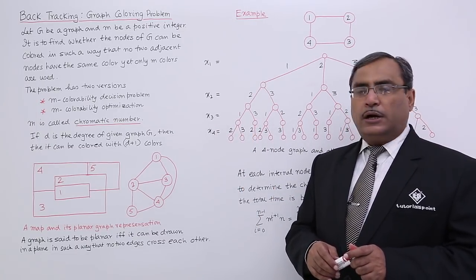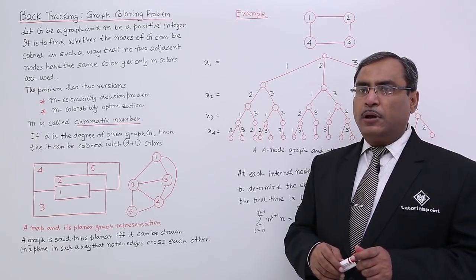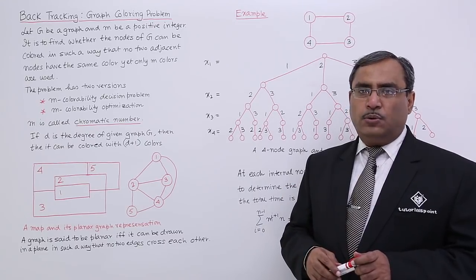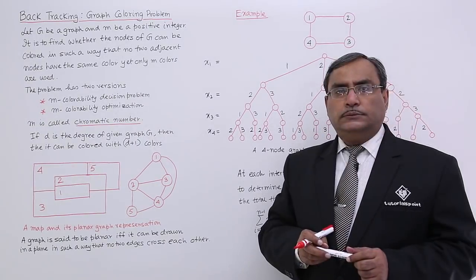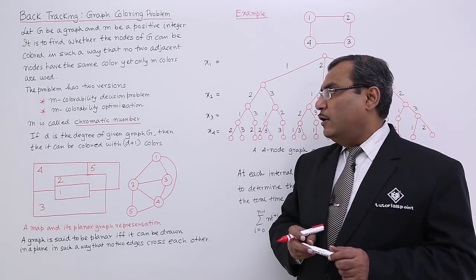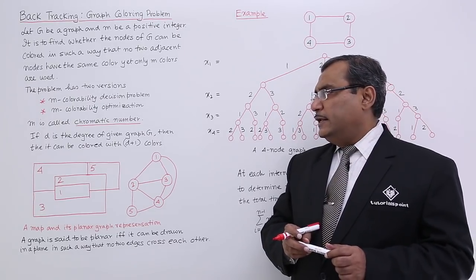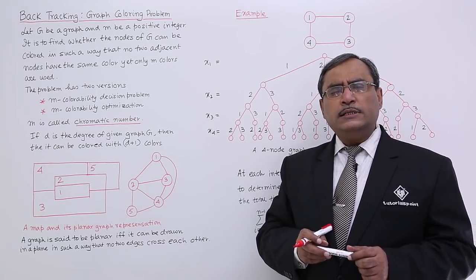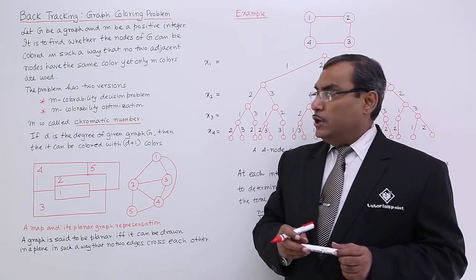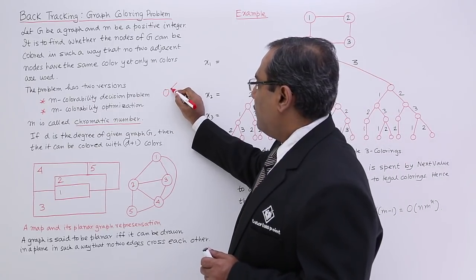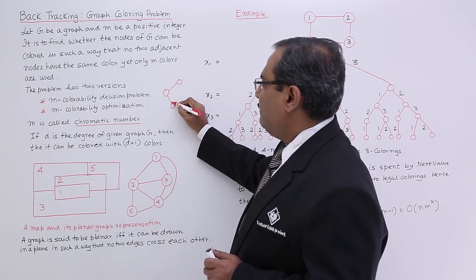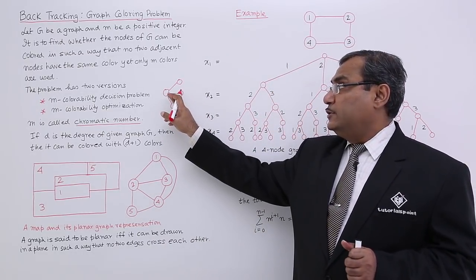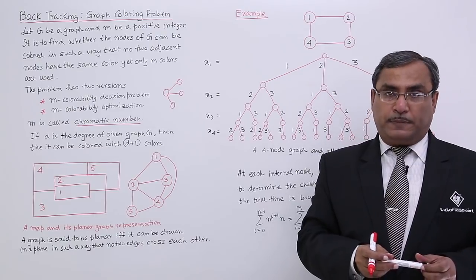M is called the chromatic number. That means the number of colors. So, that will be kept in M, and M is known as the chromatic number. If D is the degree of given graph G, then it can be colored with D plus 1 colors. What is the meaning of the degree of a node? Degree of a node means the number of edges connected to that very node.